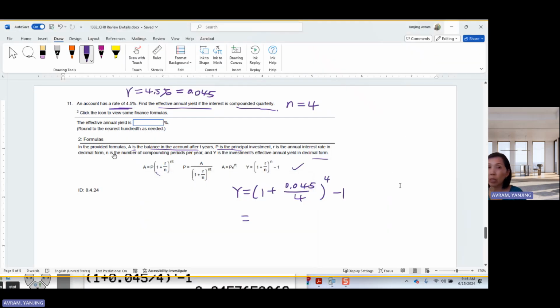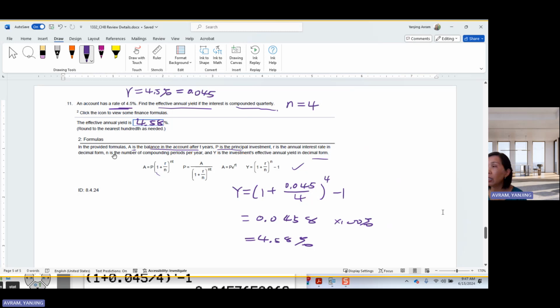So this will be 0.0458. And then we multiply by 100%. So that would be 4.58%. All right, so if you have this account rate of 4.5% compounded quarterly, the effective annual rate will be equivalent to 4.58% compounded in a year.